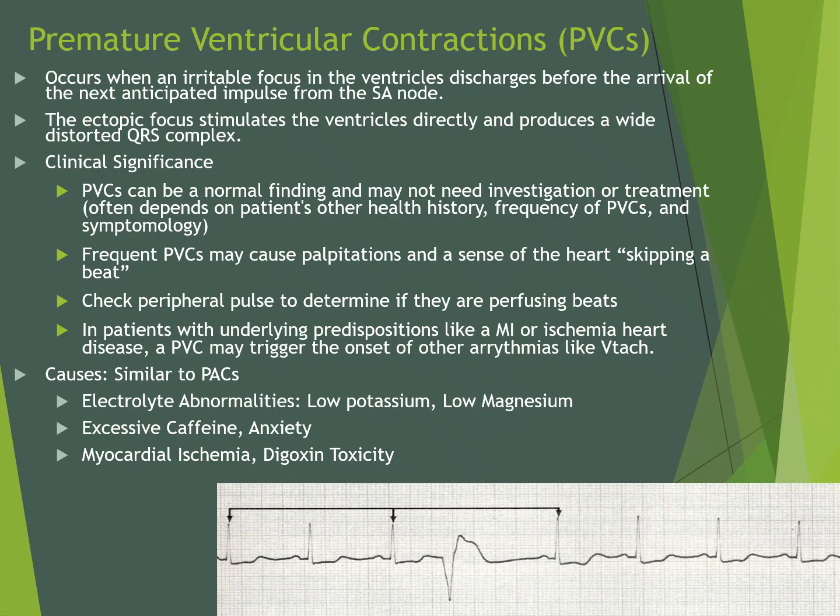PVCs can be a normal finding and may not need investigation or treatment. It often depends on the patient's health history, the frequency of the PVCs, and if they're symptomatic. Frequent PVCs can cause palpitations or a sense of the heart skipping a beat. And similar to PACs, we would want to check peripheral pulses to determine if they are perfusing beats. In patients with underlying predispositions like an MI or ischemic heart disease, a PVC may trigger the onset of other arrhythmias like VTAC. The causes of PVCs are similar to PACs, such as electrolyte abnormalities, excessive caffeine, anxiety, myocardial ischemia, or digoxin toxicity.